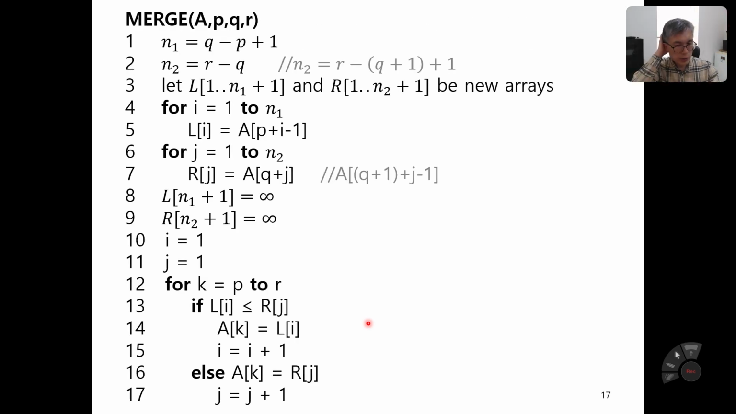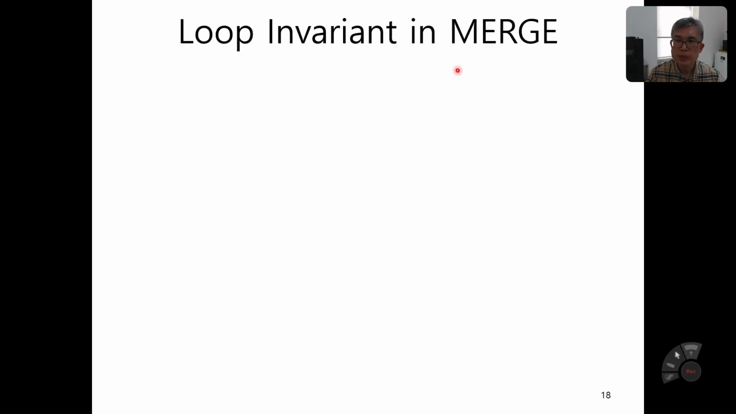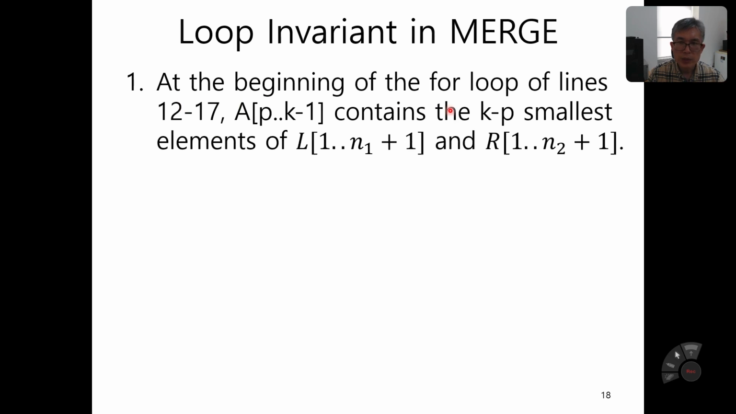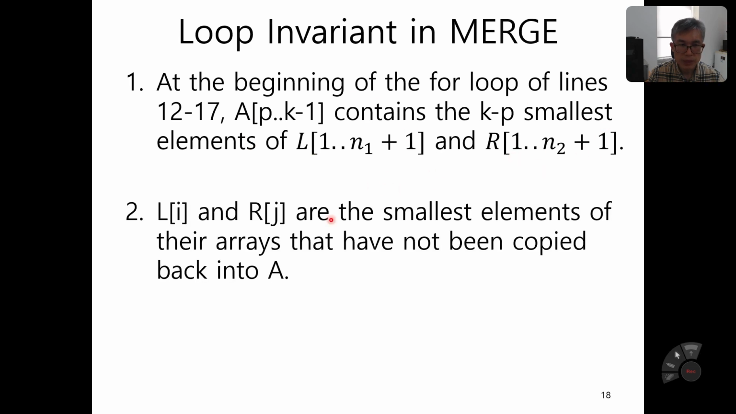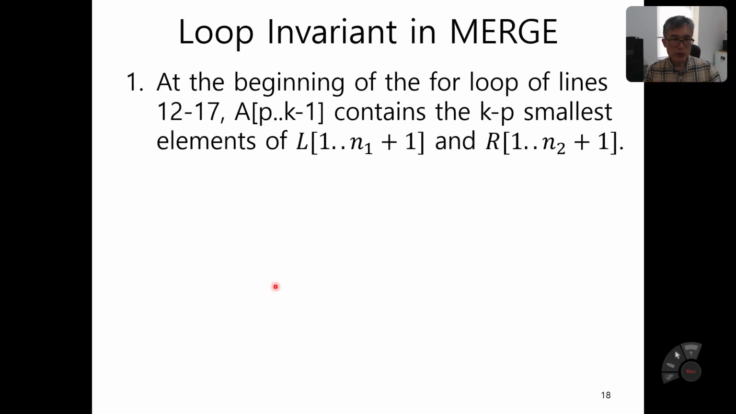So, and then we can... In the other case, we just copy and then increase the j index. The invariant of merge, step 1: at the beginning of the for loop of lines 12 through 17, A[p..k-1] contains the k minus p smallest elements of L and R. And L[i] and R[j] are the smallest elements of their arrays that have not been copied back into A. So this is the invariant.